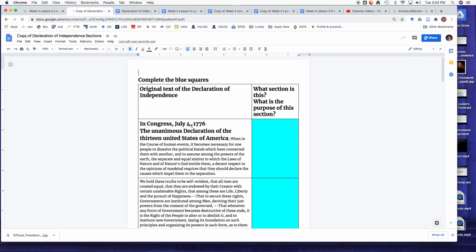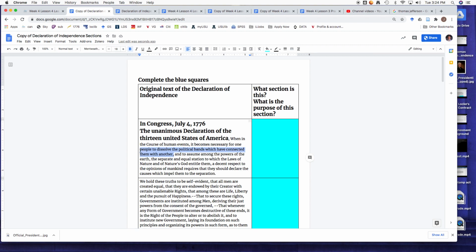And here's the introduction. This is the first part. So you would write introduction right here. In Congress, July 4, 1776, the unanimous declaration of the 13 United States of America. When in the course of human events it becomes necessary for one people to dissolve the political bands which have connected them with another. So here's America.